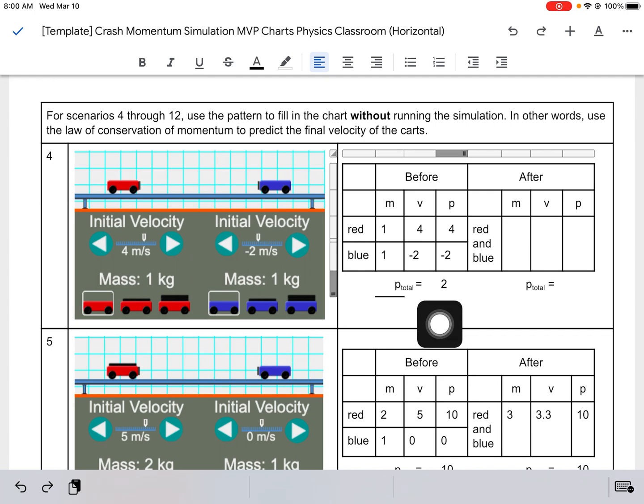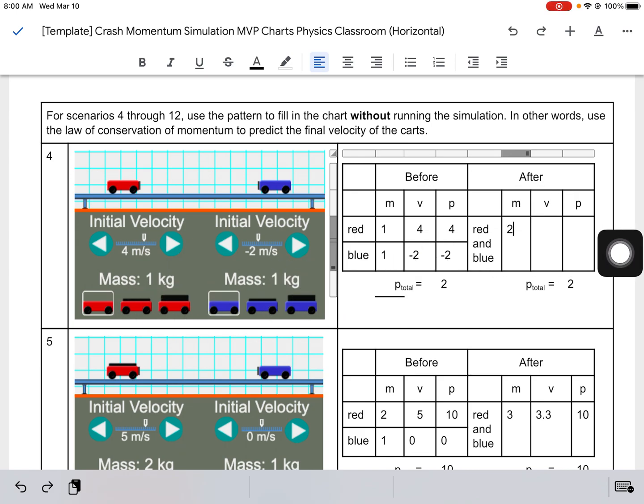Now, after they collide, we know that the total momentum before the collision will equal the total momentum after the collision. So this number has to be 2 because of the law of conservation of momentum. If they had 2 kilogram meters per second between them, they're going to have 2 kilogram meters per second between them after the collision. Okay, so we know that the mass of them together is 1 plus 2.